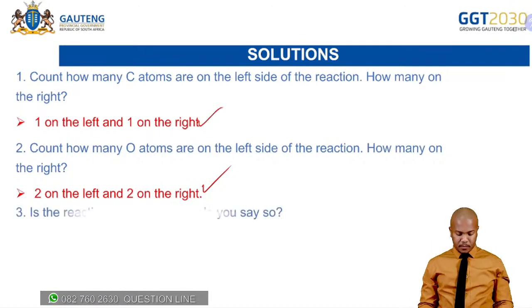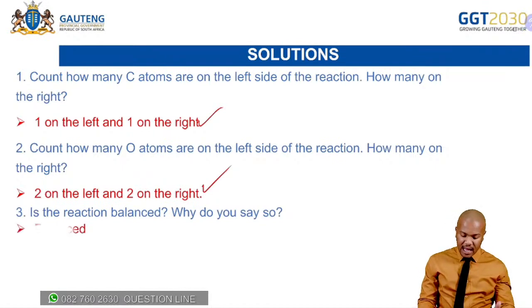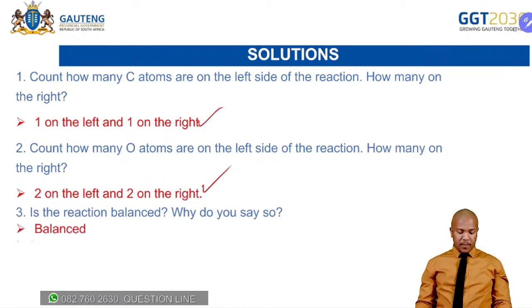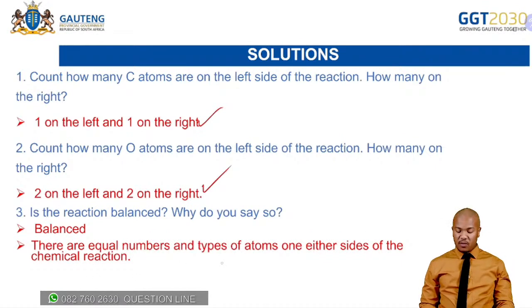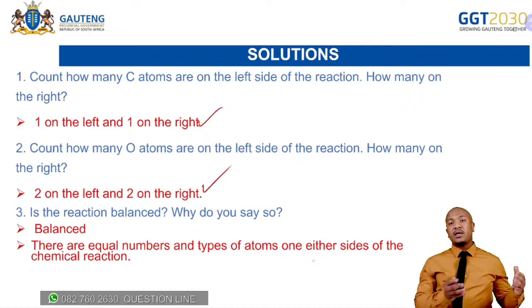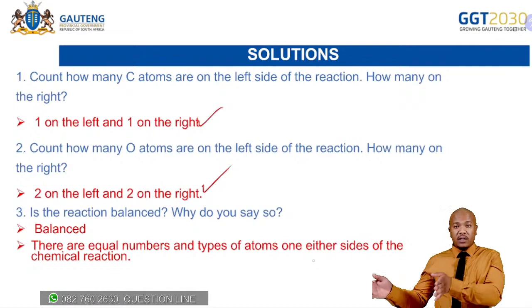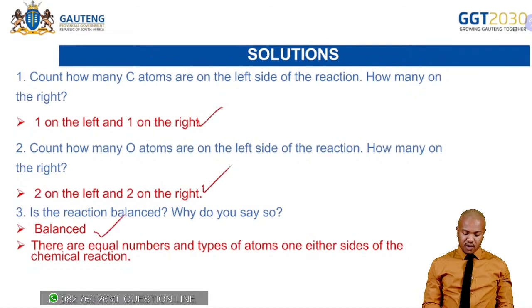Number 3, is this reaction balanced or not? And why do you say so? Looking at the numbers, it should be balanced. This is why. It is because there are equal numbers and types of atoms on either side of the chemical reaction. By either side, we mean that there are equal numbers on the reactant side as on the product side. Now give yourself 2 ticks again.